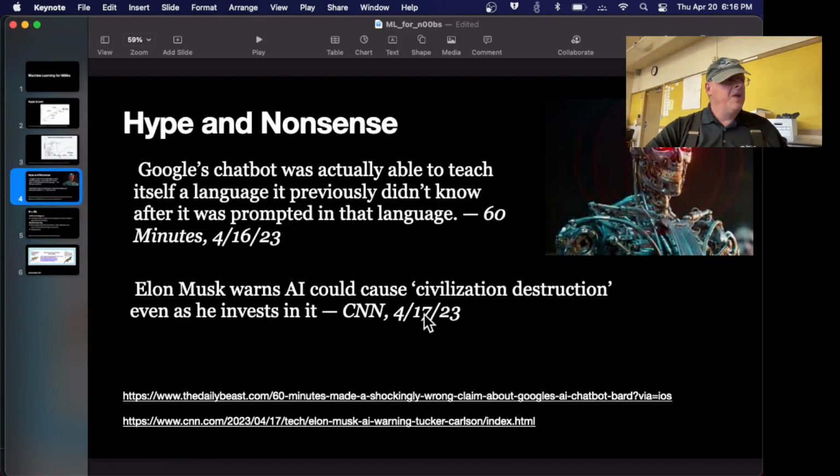Anyway, Elon Musk has been warning for years that AI is going to cause civilization's destruction, which is the kind of thing where they're thinking about these intelligent robots. And this is just crazy hype stuff.